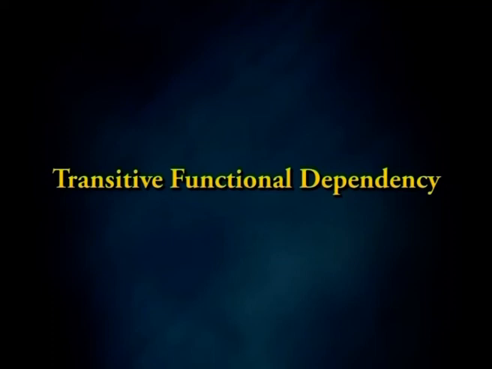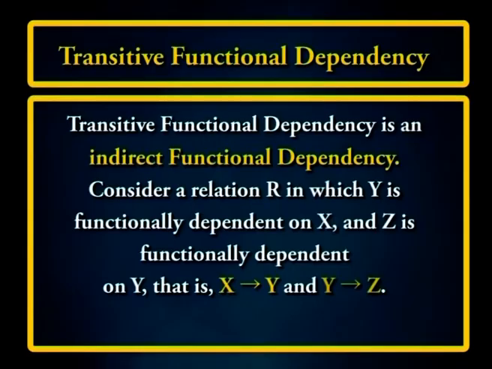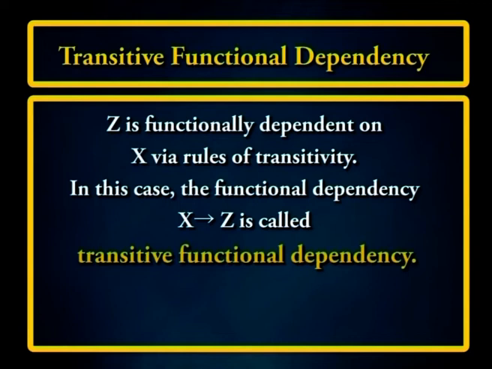The next type of functional dependency is transitive functional dependency. Transitive functional dependency is an indirect functional dependency. Consider a relation R in which y is functionally dependent on x and z is functionally dependent on y, that is, x determining y and y determining z. Then z is functionally dependent on x via the rules of transitivity. In this case, the functional dependency x arrow z is called transitive functional dependency.